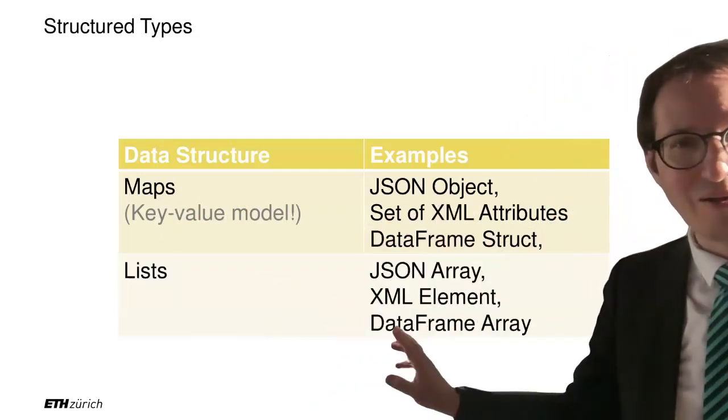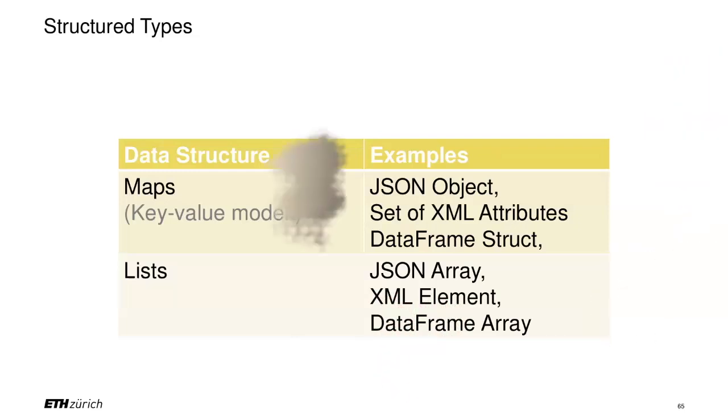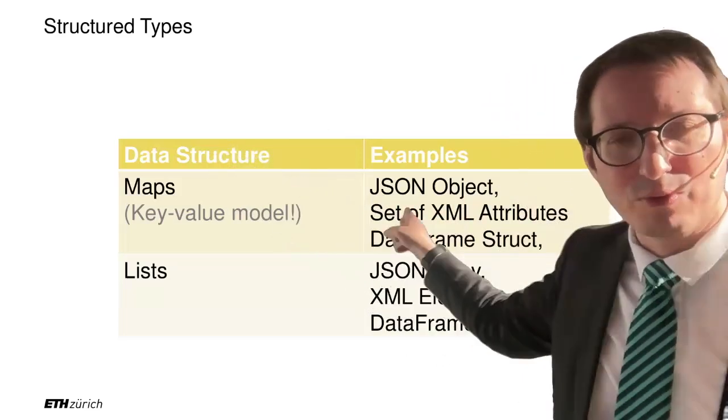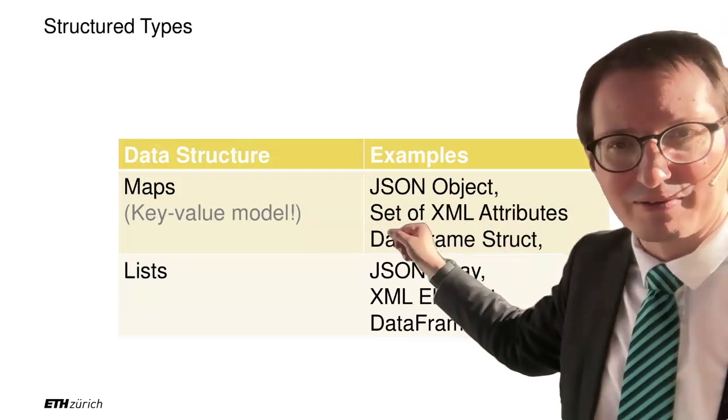Now, if you look at XML, XML elements can also be viewed as lists because the children of an element would be an ordered list, right? The order is important. You can even repeat the elements as children. And a set of XML attributes would again be a map where the attribute names would be the keys and the attribute values would be the values, right?